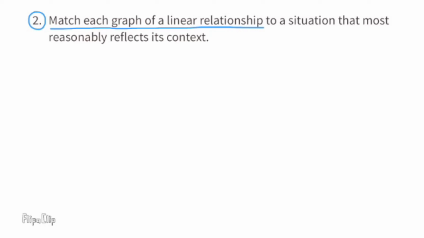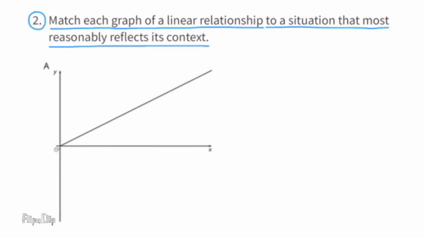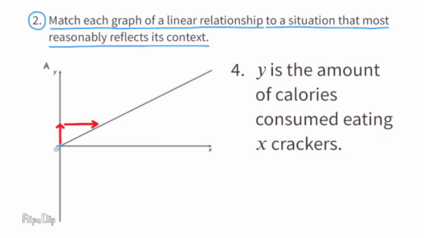Problem number 2. Match each graph of a linear relationship to a situation that most reasonably reflects its context. Here's a look at graph A, and the y-intercept is located at the origin, and it looks like it has a positive slope, a positive rise, and a positive run. I'll match this up with situation number 4. y is the amount of calories consumed eating x crackers. The more crackers you eat, the more calories you consume.